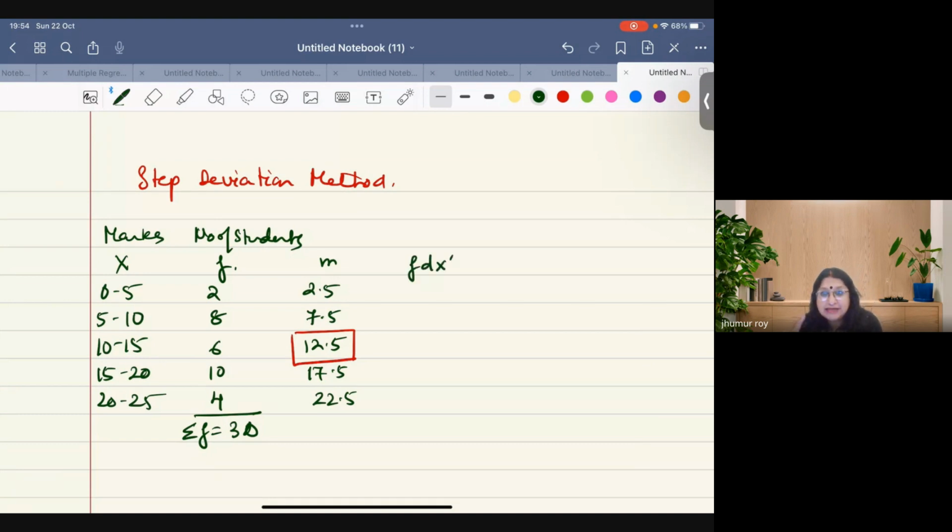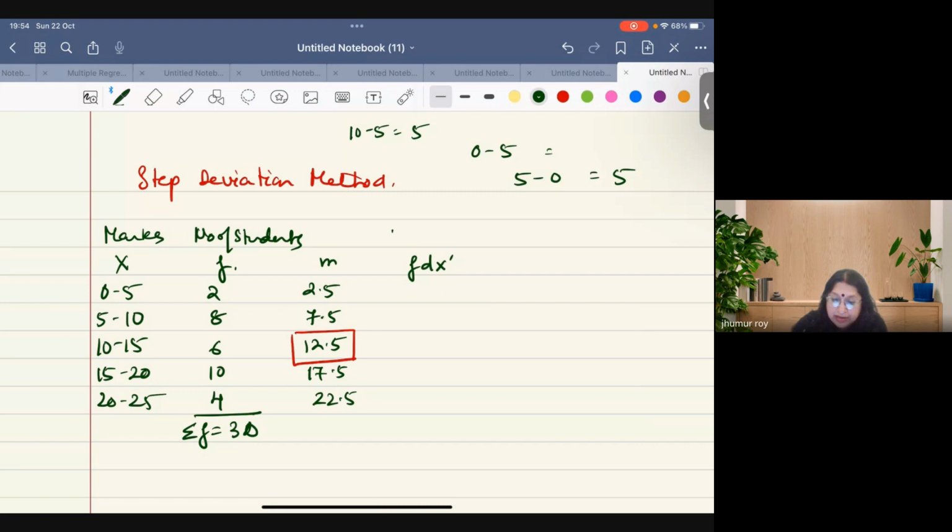What is this dash? Dash is dividing by the class interval. What is the class interval? For 0 to 5, the class interval will be 5 minus 0, that is 5. Similarly, 10 minus 5 is 5, and 15 minus 10 is 5. So you'll find the class interval is the same for all the classes. So we are going to divide by the class interval.